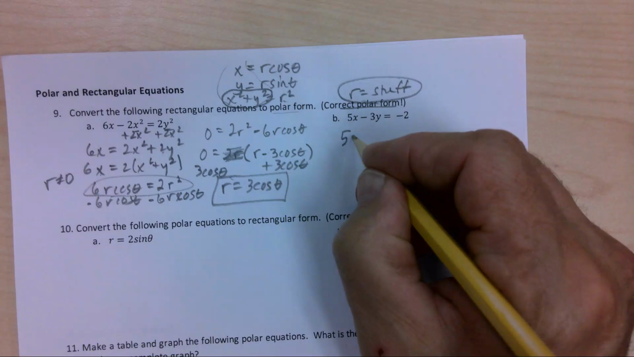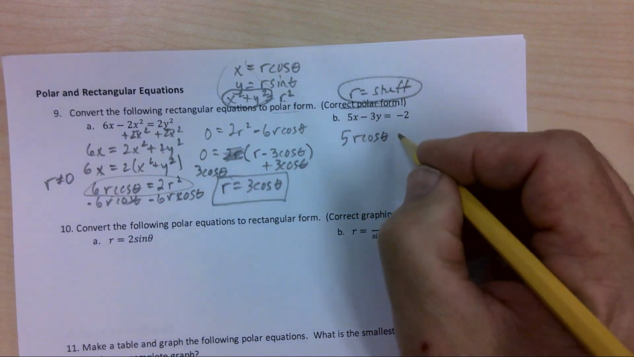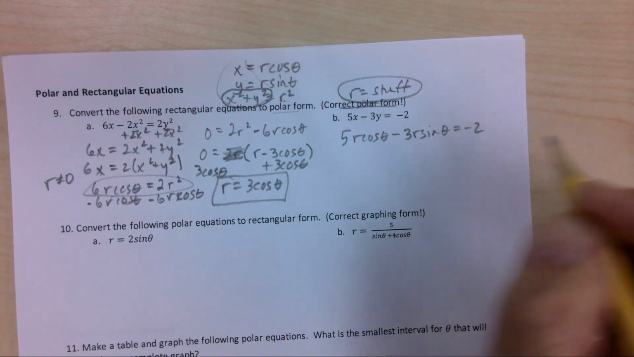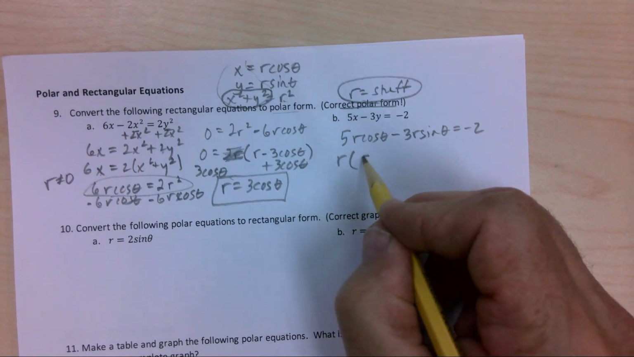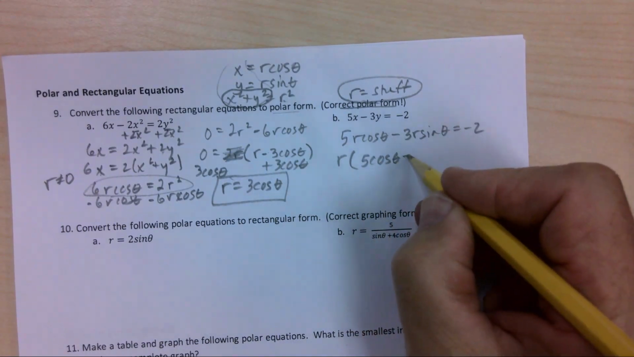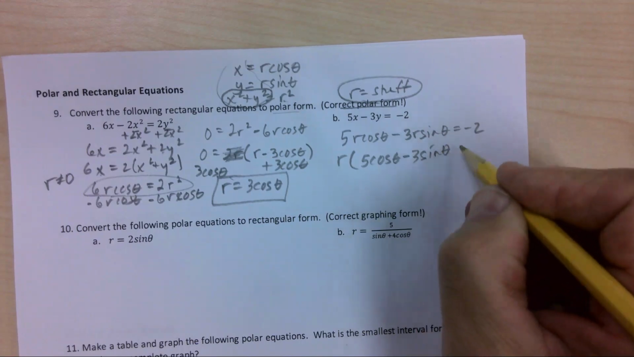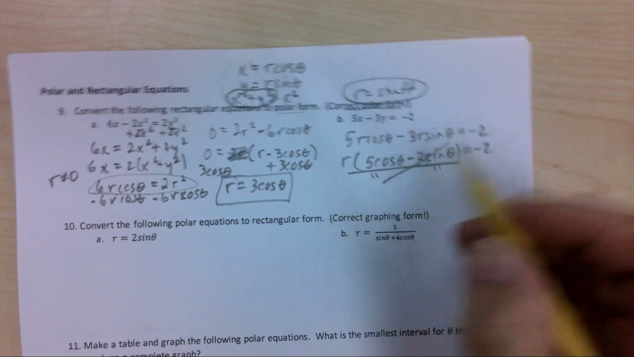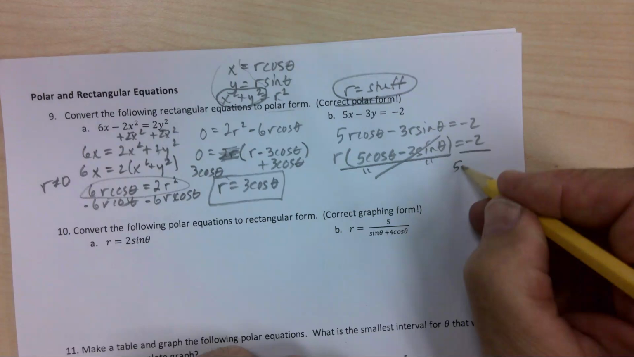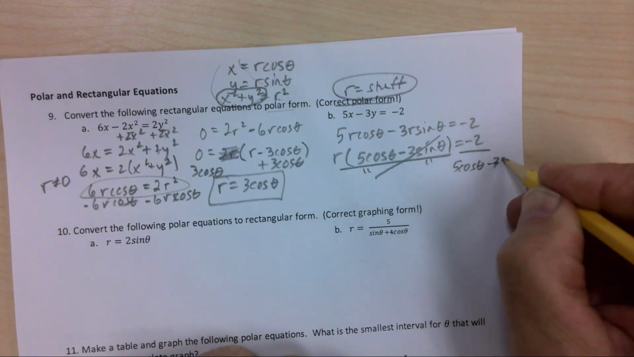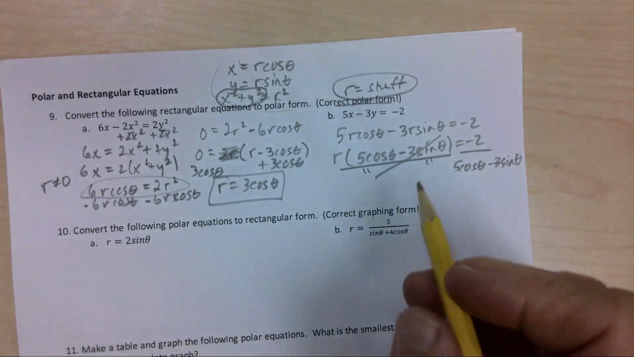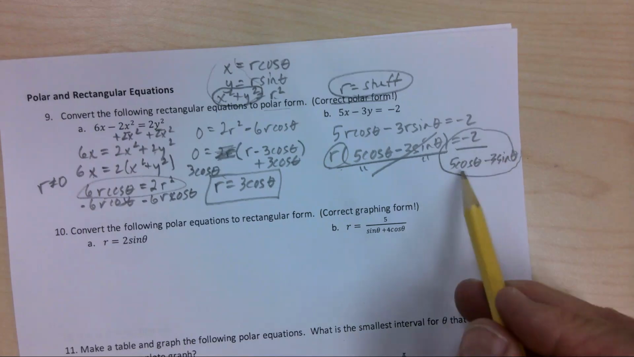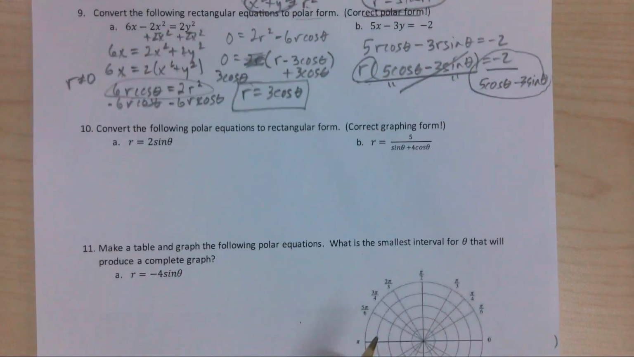5 times x is 5r cosine theta minus 3y is 3r sine theta equals -2. Factor an r out, I get this craziness, but it happens sometimes. And I'm just going to divide by all of this so it cancels, and then I'm going to divide by it over here, show my work over here. So that's what r equals. R equals that. There's no way you're messing with that. You're donezos.